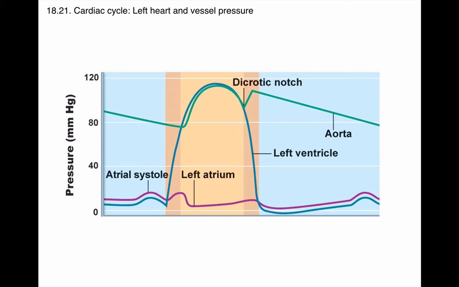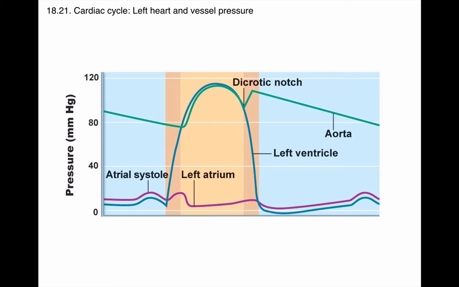Okay, so check it out. During this early phase, notice that the pressure in the atrium is slightly higher than the pressure in the ventricle. So during this period of time, blood is going from the atrium into the ventricle, just passively, because the pressure is just a little bit higher. This period of time we would call ventricular diastole. Diastole is a word that means filling.